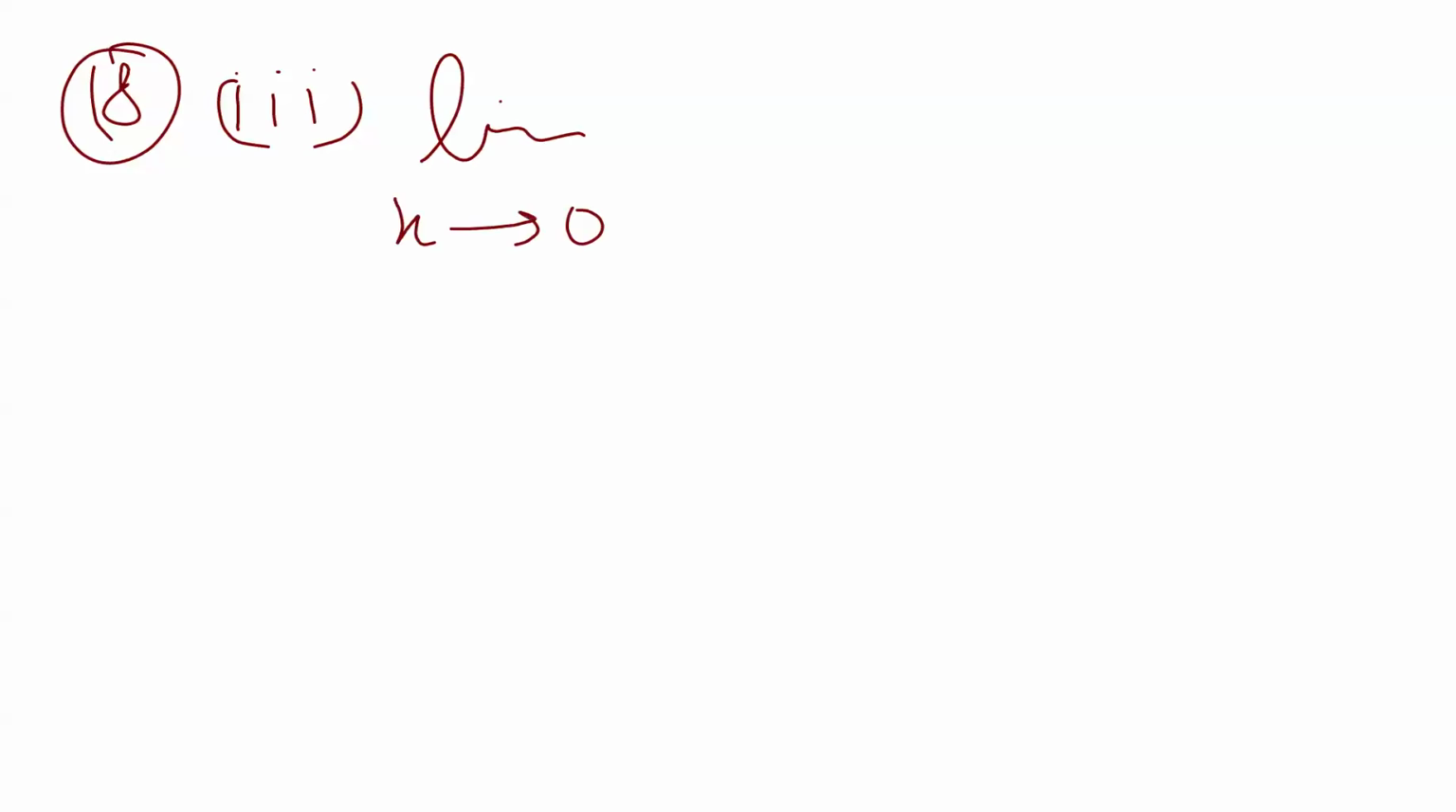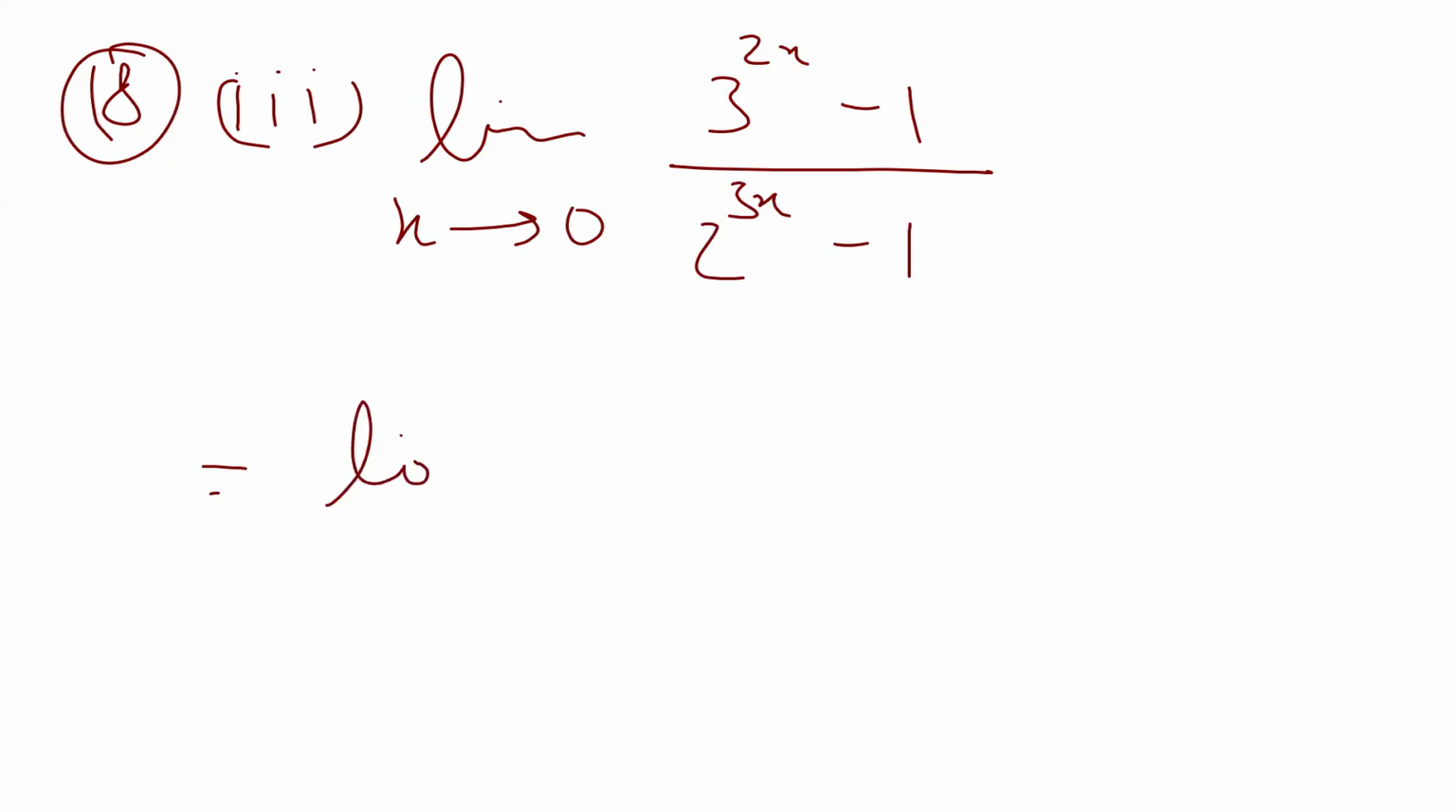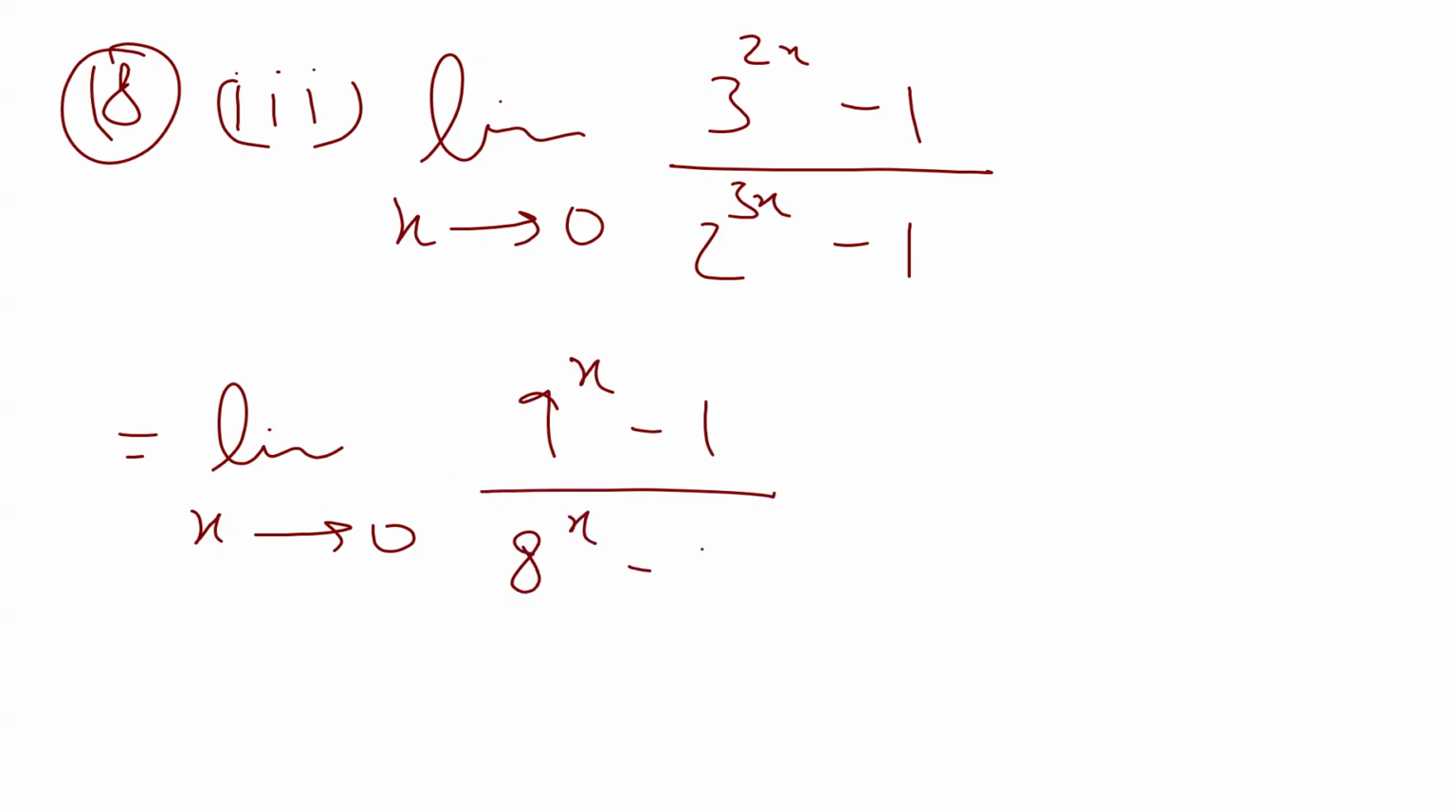Question 18, sub question 3. Limit x approaching 0, (3 raised to 2x minus 1) upon (2 raised to 3x minus 1). Limit x approaching 0, (9 raised to x minus 1) upon (8 raised to x minus 1). This was asked in the test. 3 square is 9, 2 cube is 8. It was a very simple 4-mark problem.